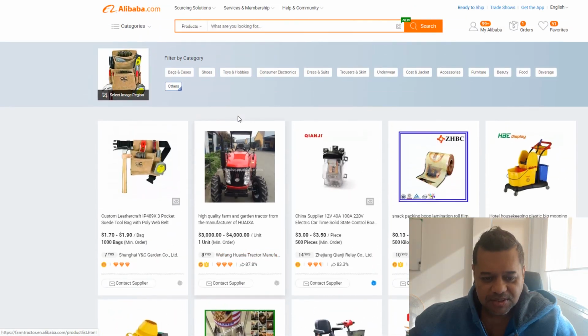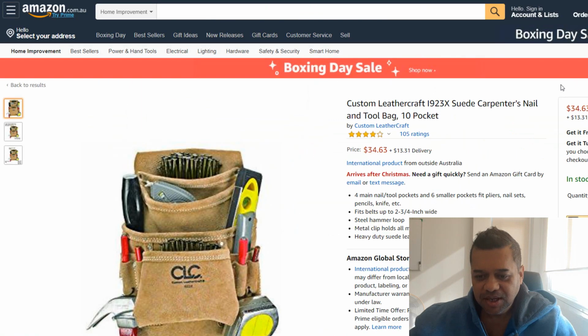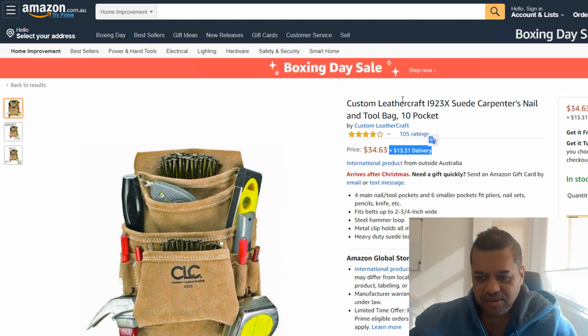So this belt is a custom leather belt. It's a carpenter's belt, and it's $34, so it's a good price. And as you can see here now, look at the delivery, it's $13. It's because it's coming internationally. This is music to our ears. This is what we want.